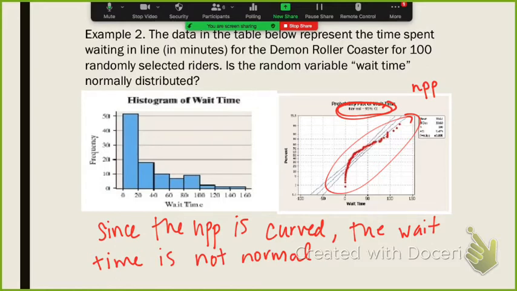But based off the histogram, you can kind of already tell it's not going to be normal, because a normal graph would look something like a bell curve.